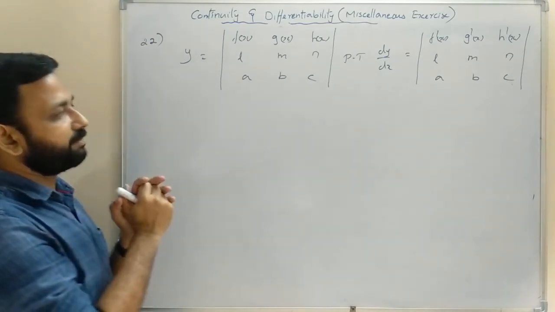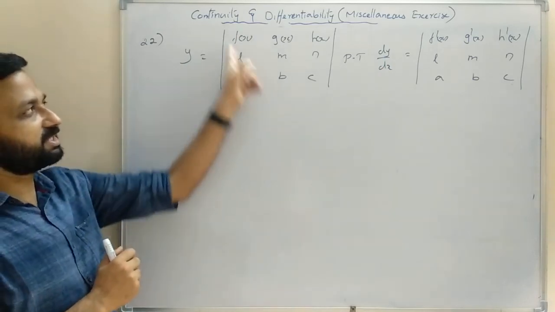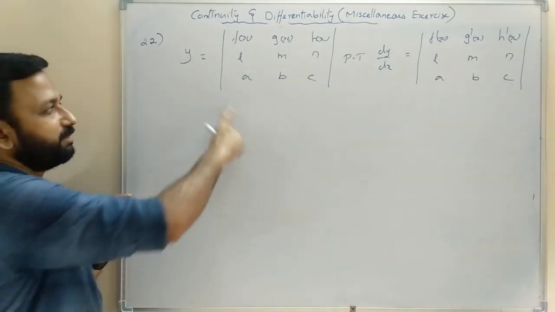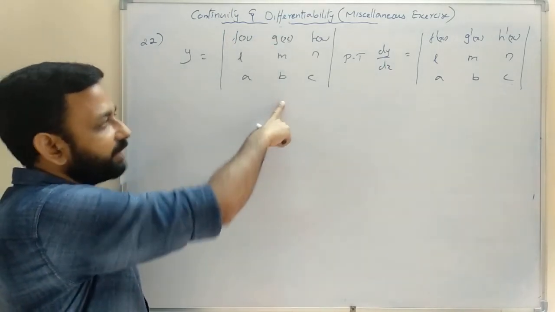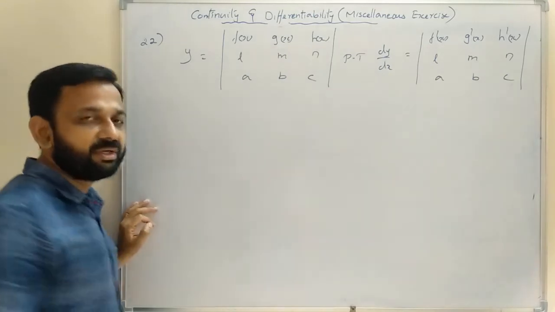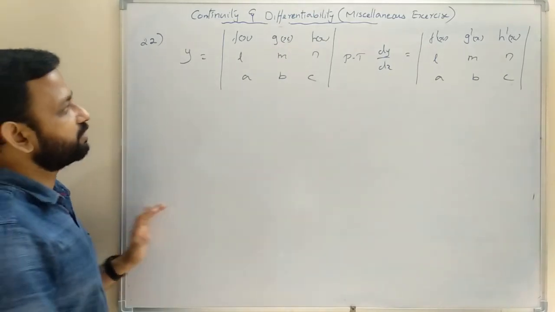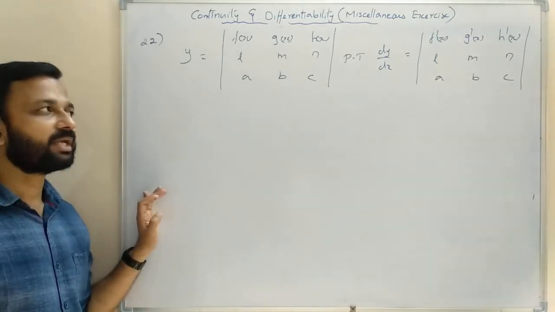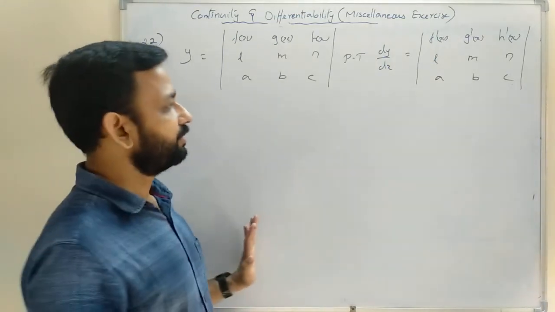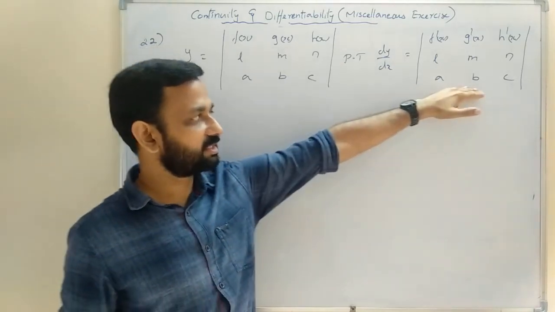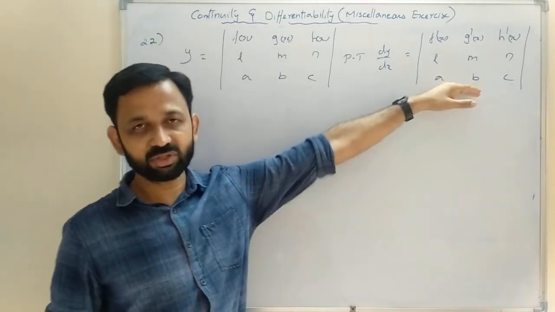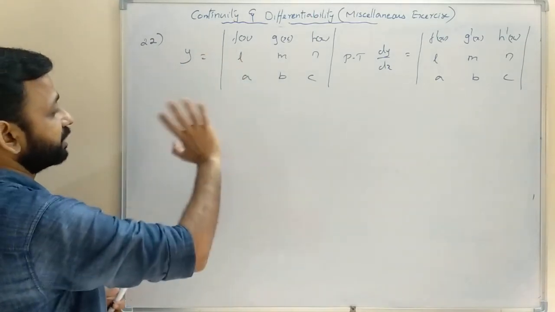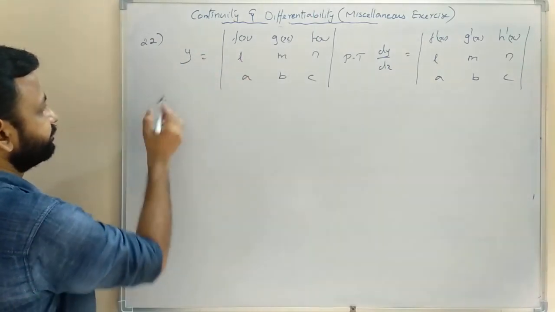A determinant is a number. This is a 3 by 3 matrix, and the determinant is a number or a function associated to a square matrix. So we will find the value of the determinant from here. Then we will differentiate, then we will check whether that value and the value of the determinant are equal or not. So first we need to find the determinant here.